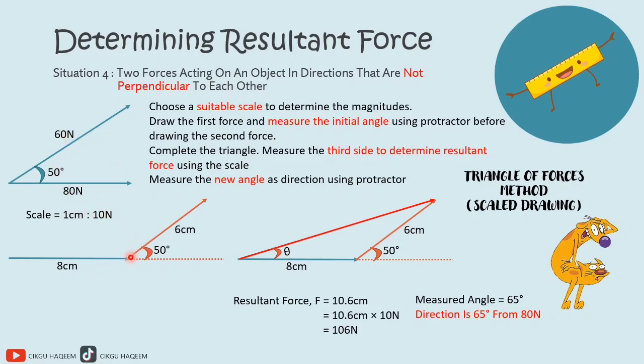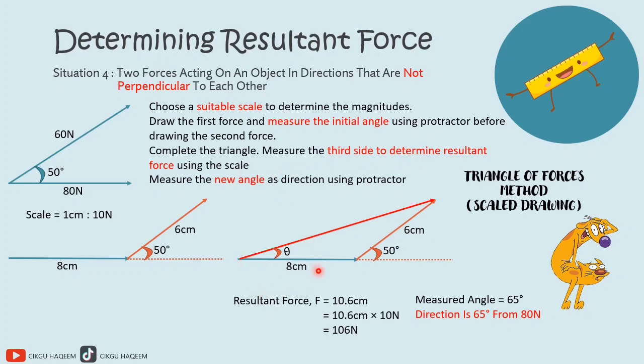Before you draw the second line of force, you need to mark the angle of 50 degrees, which is the same angle as given in the question. Using a protractor, you measure 50 degrees from the 0, mark it, and then draw the second line of force, because you need to follow the 50 degrees according to the question. After you draw both lines of force, you must complete the triangle. Measure the third side to determine the resultant force using the scale.